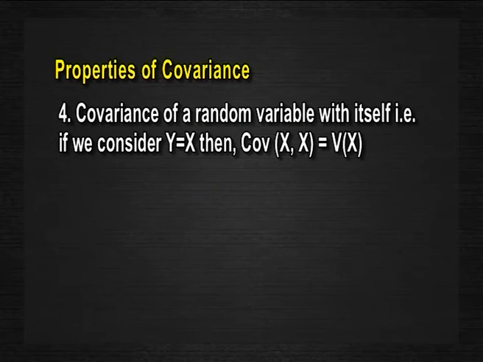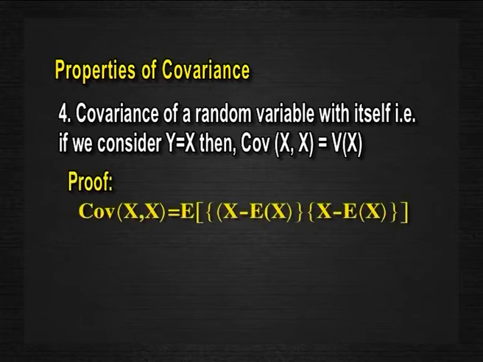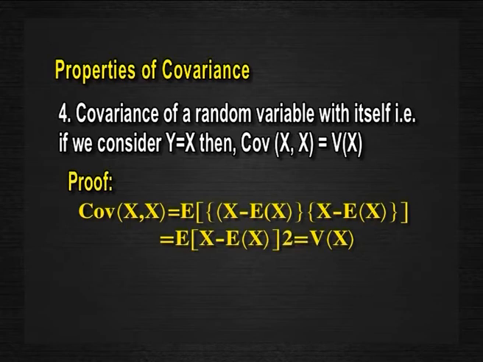Covariance of a random variable with itself: if we consider Y is equal to X, then covariance of X, Y is equal to variance of X. Consider covariance of X, X is equal to expectation of (X minus E of X) into (X minus E of X), which is equal to expectation of (X minus E of X) the whole square, the same as variance of X. Hence, when we take both the variables the same, we can consider variance of the distribution as a particular case of covariance.